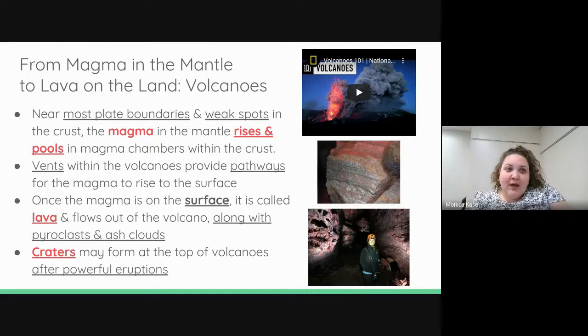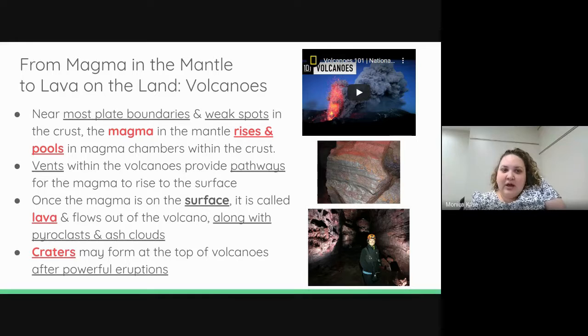11.3 From magma in the mantle to lava on the land. Near most of the plate boundaries and weak spots in the crust, there is magma in the mantle, which rises and pools in chambers within the crust. We have things such as vents, which provide a pathway for that magma to rise to the surface. And once it's at the surface, it is then called lava.